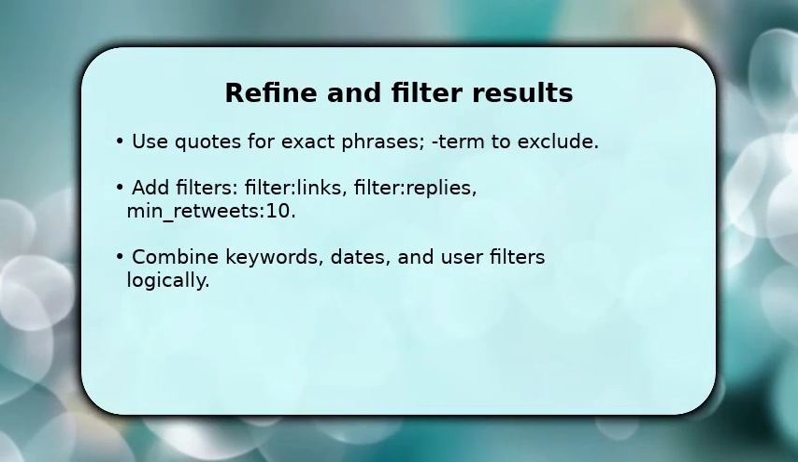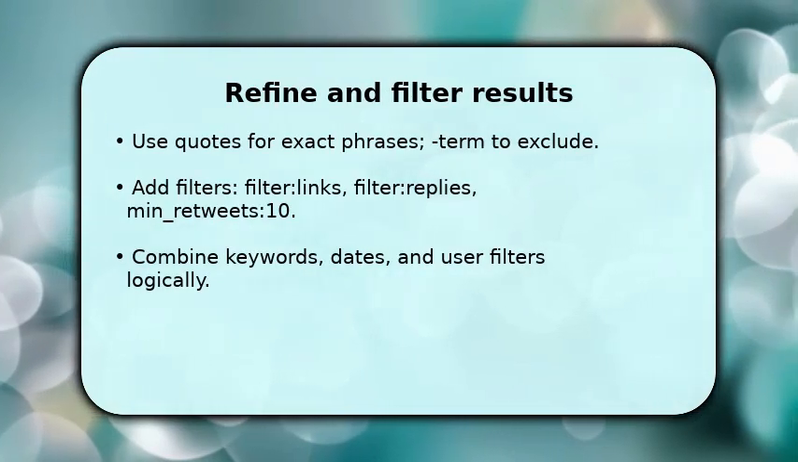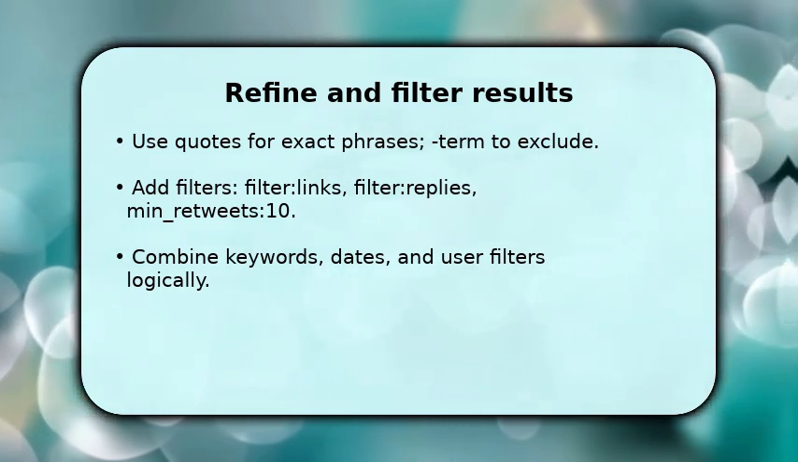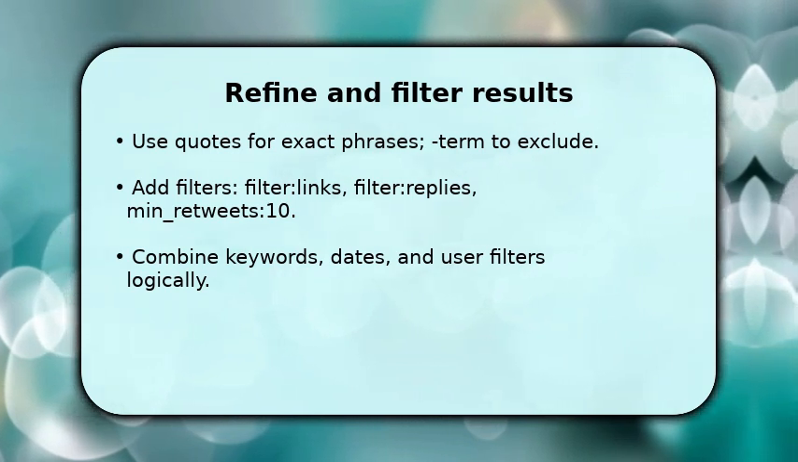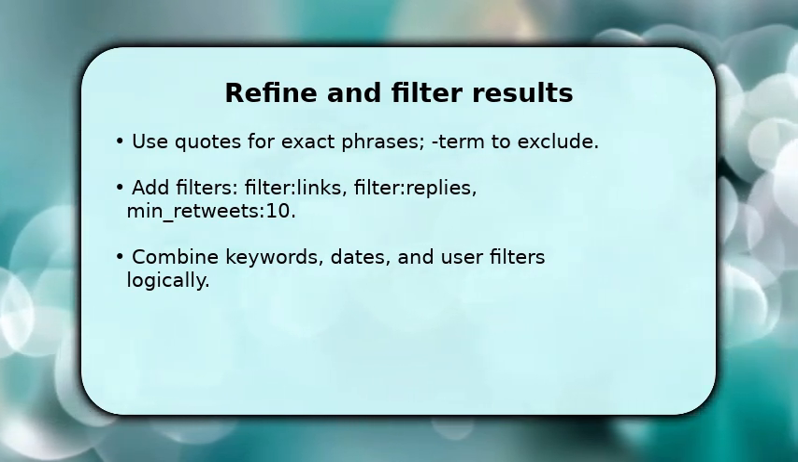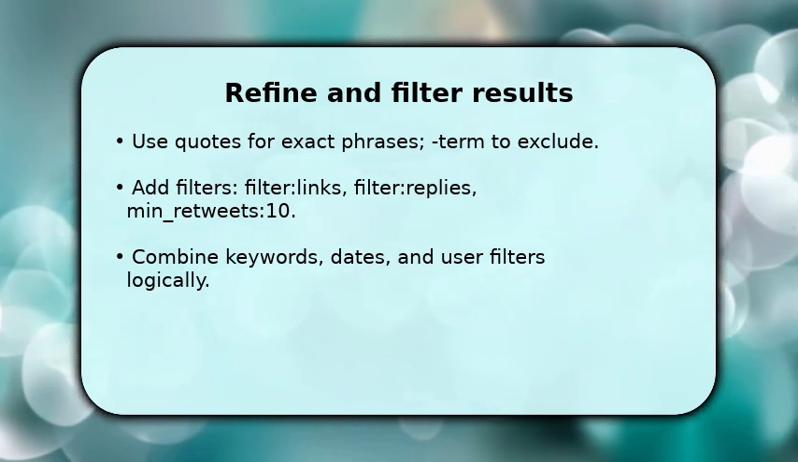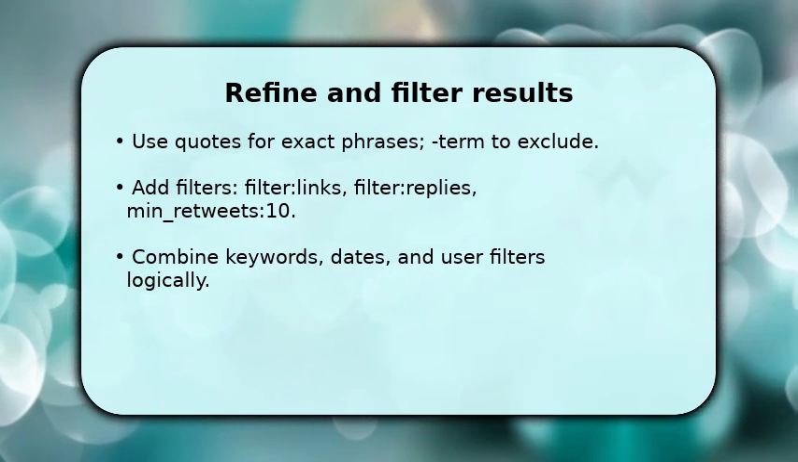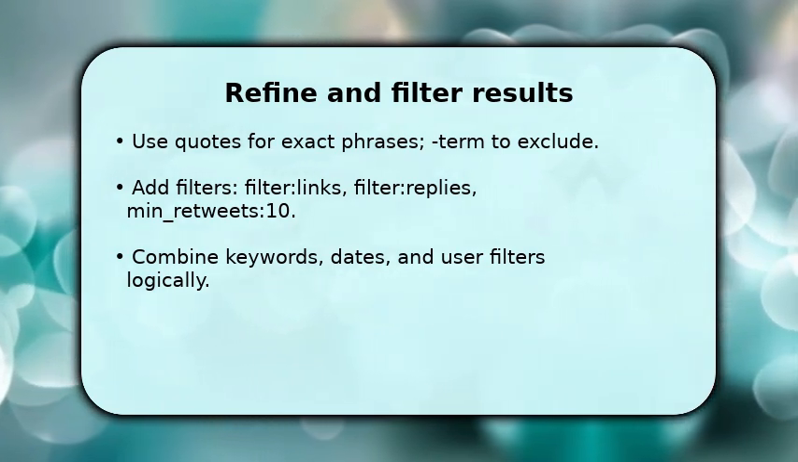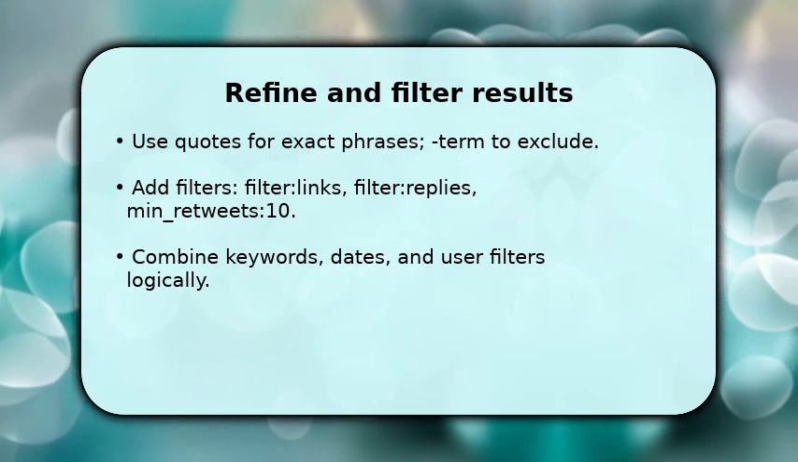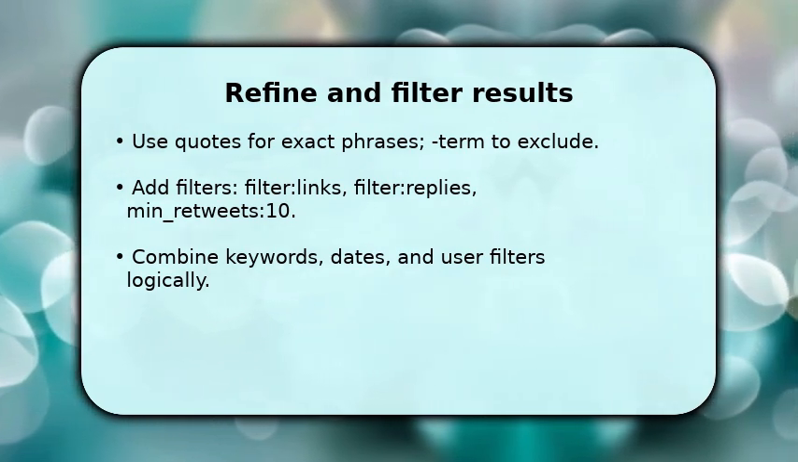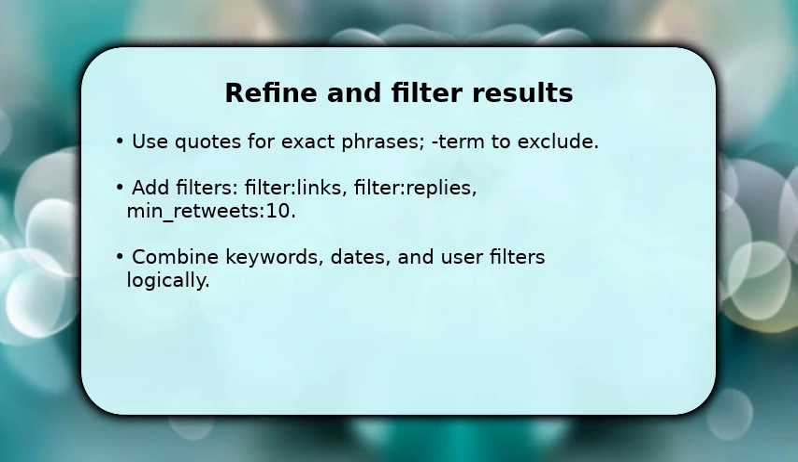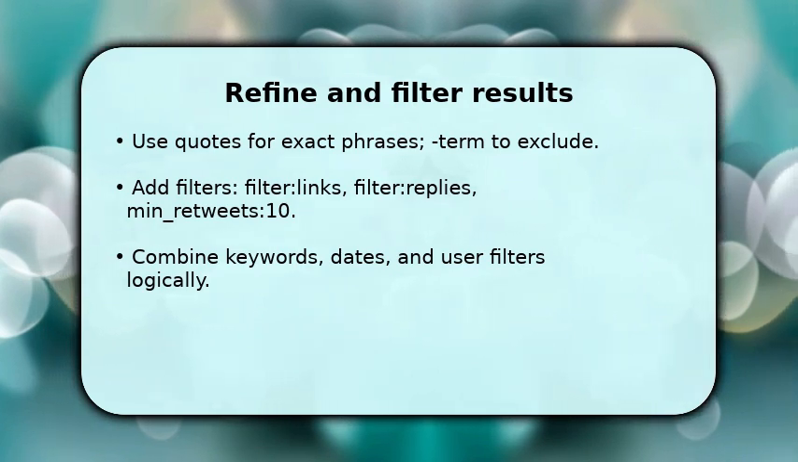Now refine. Put a phrase in quotes for exact matches and use a minus sign to exclude unwanted words. This reduces false positives. Add operators like filter:links or filter:replies to show only tweets with links or replies, or min_retweets:5 to surface more shared posts. You can combine from:username with since/until and additional terms to zero in. Because Twitter indexes differently, experimenting with shorter keywords rather than expanding works best. Keep adjusting until results match your intent.